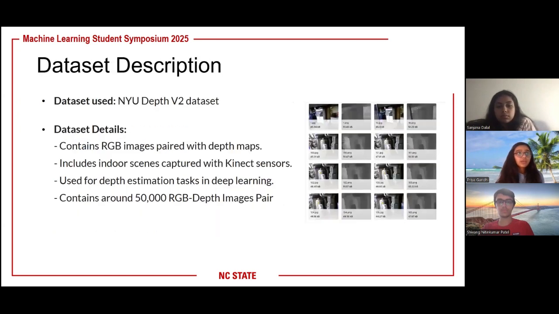The dataset that we have used is the NYU Depth V2 dataset, and it contains RGB images paired with depth maps. We have a total of 50,000 RGB-depth image pairs. Further details on the data and model would be explained by my teammates. Over to you, Sanjana.